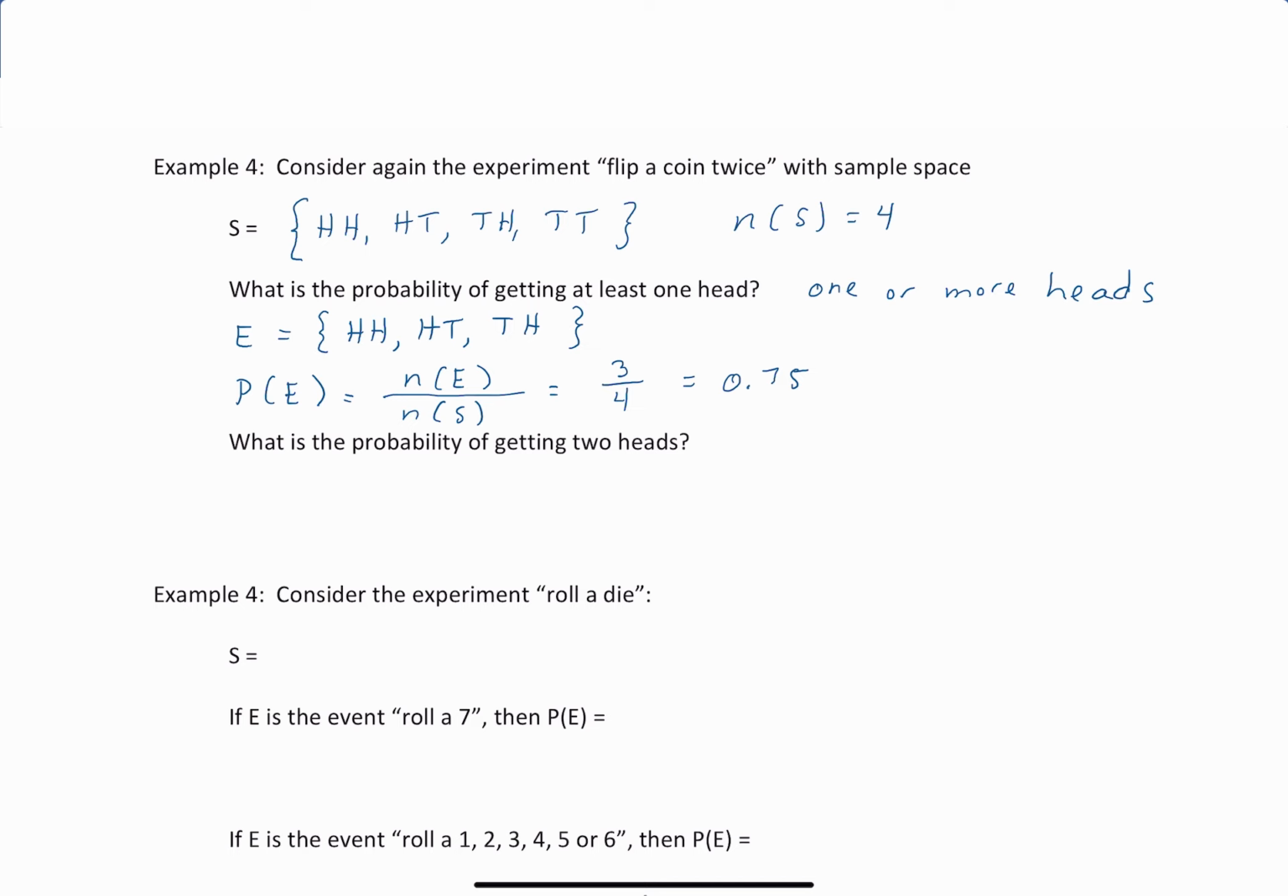What's the probability of getting 2 heads? That event contains only the outcome heads, heads. So obviously the number of outcomes, as we just said, was 1. Probability of this event E is the number of outcomes in E, n of E, divided by n of S, which is 1/4, or if you prefer, 0.25. By the way, I don't really care if you give a decimal or a fraction. Either one's fine with me.